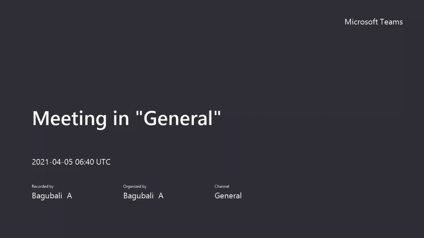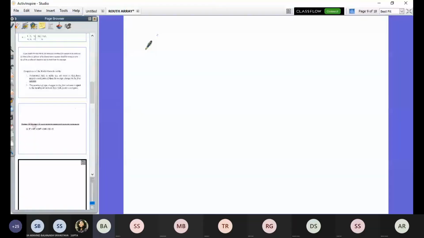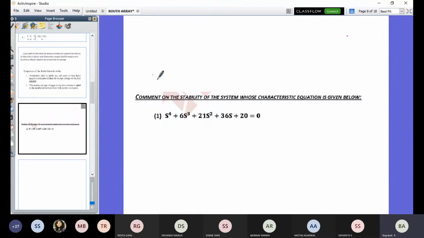If you have any doubt in this, you can ask. Okay. First, we will take this characteristic equation. Comment on the stability of the system whose characteristic equation is given below. So, take the characteristic equation.